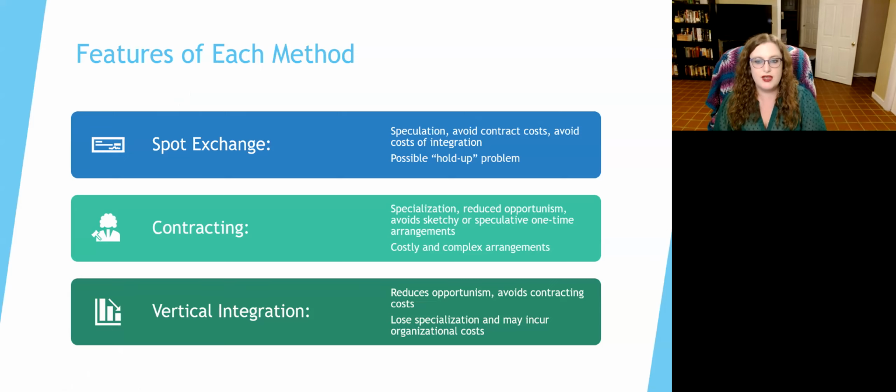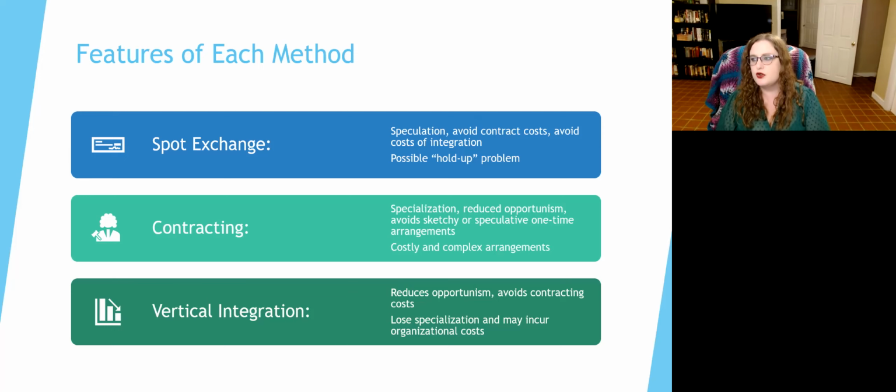Contracting, there's the idea of, okay, now we can find someone who makes a very specialized product, and it kind of reduces opportunism. So someone's not going to take as much advantage of me, and we can avoid these sketchy and speculative one-time arrangements. But it's costly and complex and requires lawyers and keeping up with your contract and making sure that you are purchasing your things exactly how you had agreed to, and it keeps you from other opportunities.